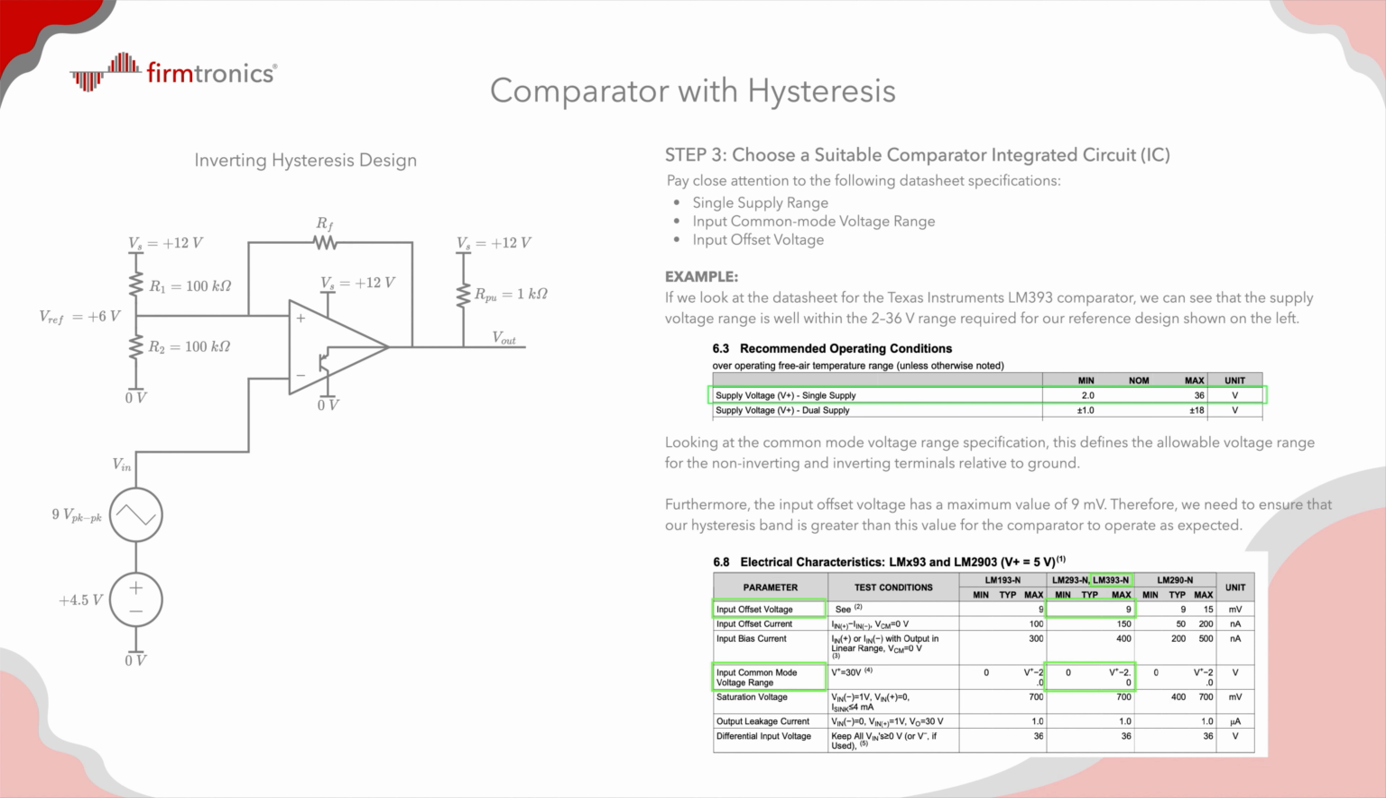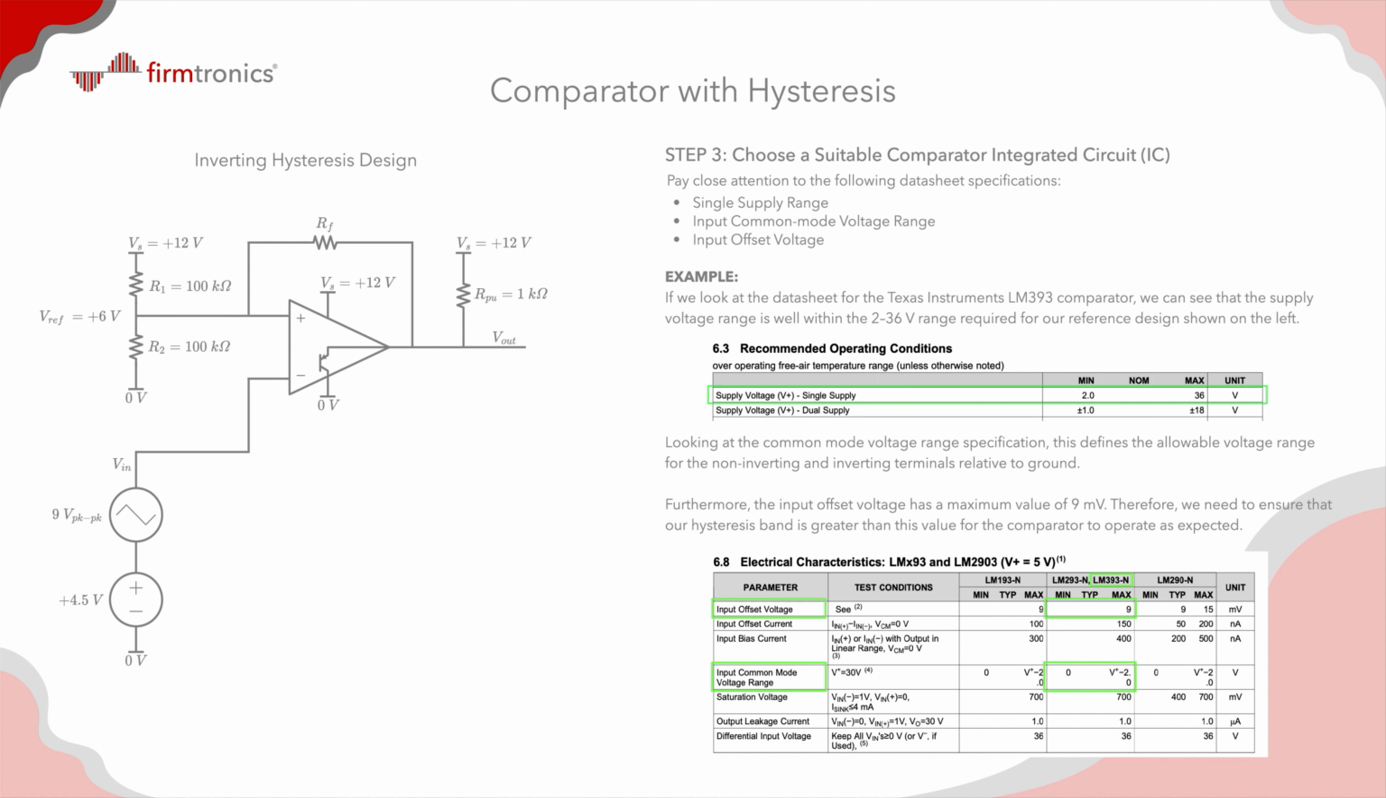Step 3. Choose a suitable comparator integrated circuit. Pay close attention to the following datasheet specifications: single supply range, input common mode voltage range, and input offset voltage. For example, if we look at the datasheet for the Texas Instruments LM393 comparator, we can see that the supply voltage range can operate between 2 to 36 volts. This complies with our 12 volt reference design shown on the left.